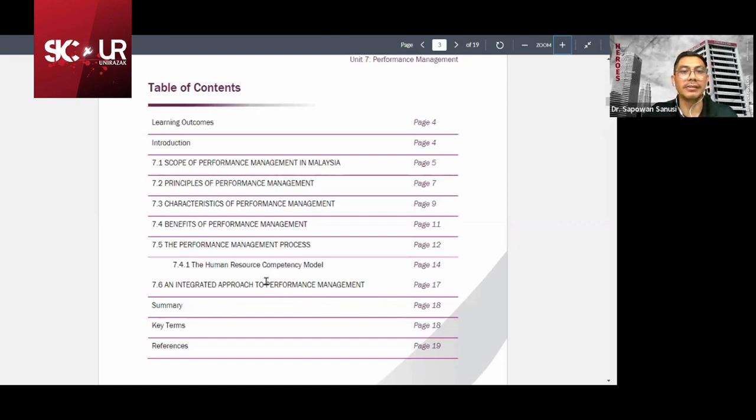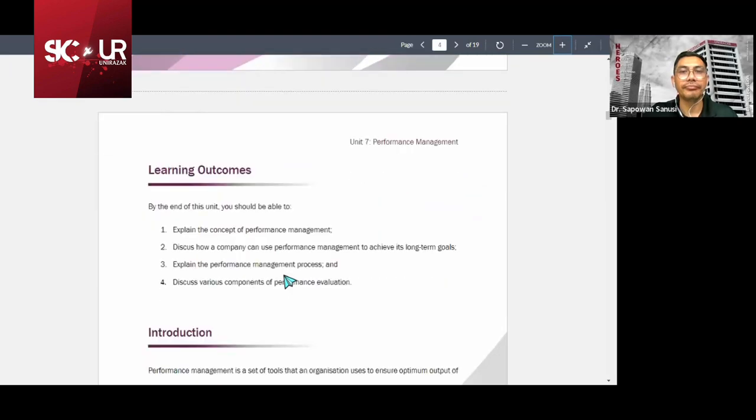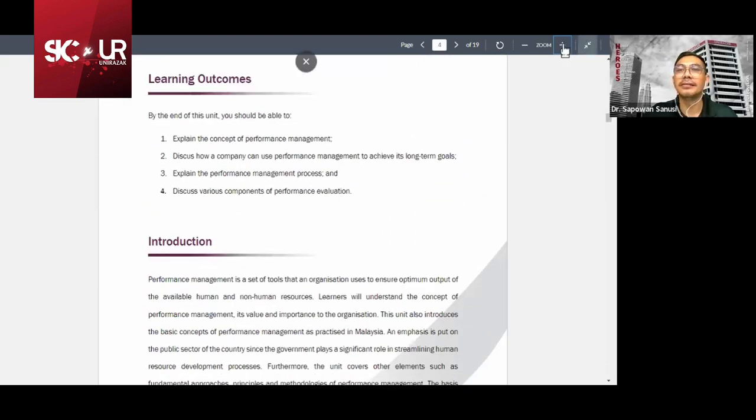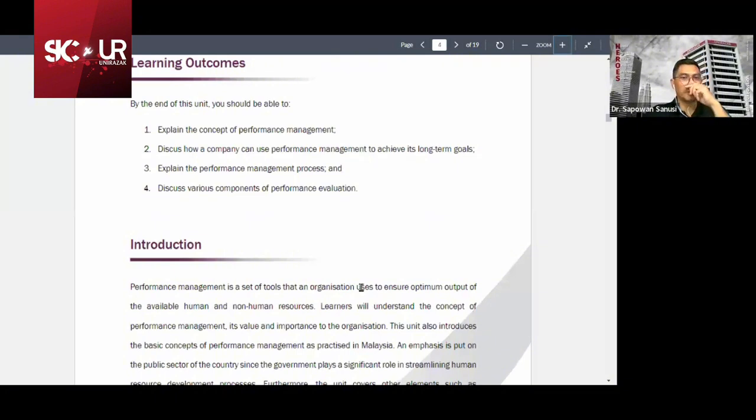Okay, the meaning of integrated. In this section, we will try to know about the concept of performance management. Why is it very important to human resource? Then we discuss how the company uses performance management to achieve its long-term goal. Then an explanation about the performance process and also the various components of performance evaluation.